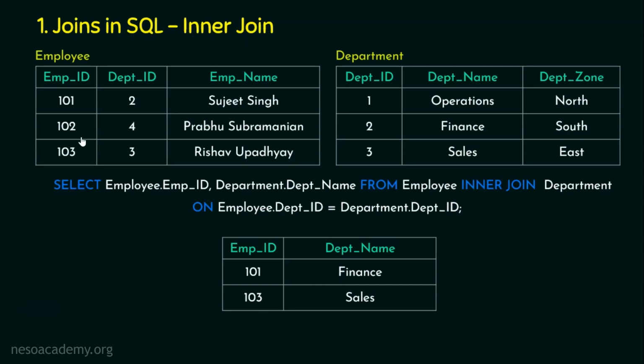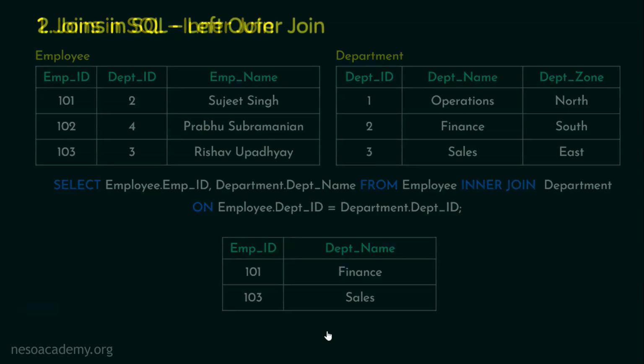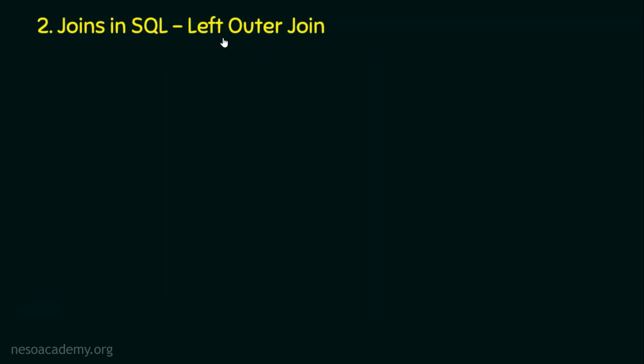The reason is we are going to use the same 2 tables, employee as well as department. Let's now move on to the second type of join that we are going to see today, which is the left outer join. Let's see the syntax. The same syntax, the only difference is that instead of inner join, we are going to use the keyword left outer join.